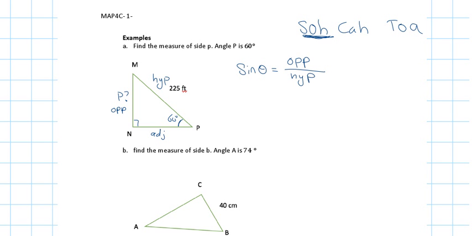After I write my formula down, I substitute my values in. I know the angle, right? So I can replace theta with the angle, so with 60. Do I know the opposite? No. That's the one I'm looking for. Okay. Do you know the hypotenuse? So you're going to replace it with 225. Okay? So label the triangle, pick the formula you're going to use, write it down, then substitute your values in. Are we okay with that?